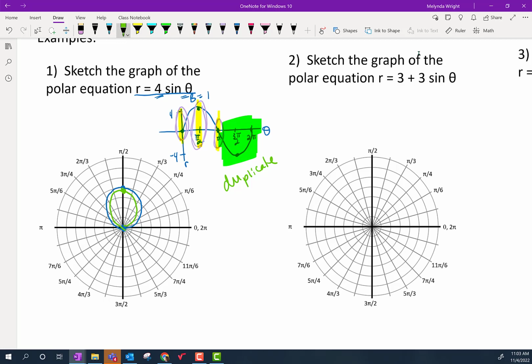And why is that? Well, if we look at this graph right here, the number times sine or the number times cosine is going to create a circle. And when we create circles, we only need like half of the normal period to create the circle, which I know is unusual, but that's just the way that it works. It's okay.